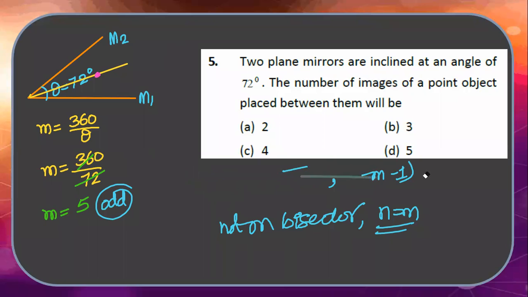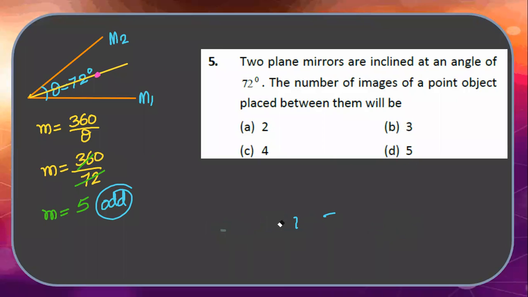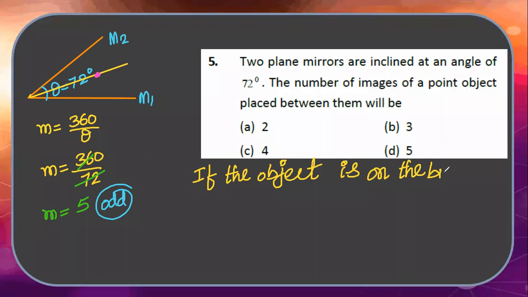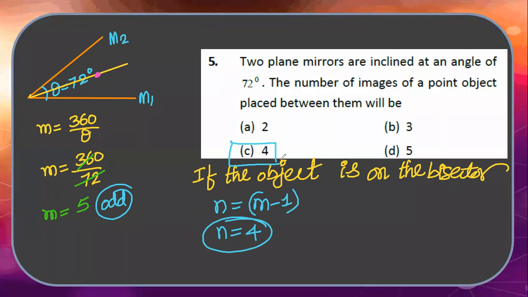If the object is on the bisector, the number of images formed is N equal to M minus 1. Therefore, N is equal to 4. The number of images formed will be equal to 4. Like this, we will take.